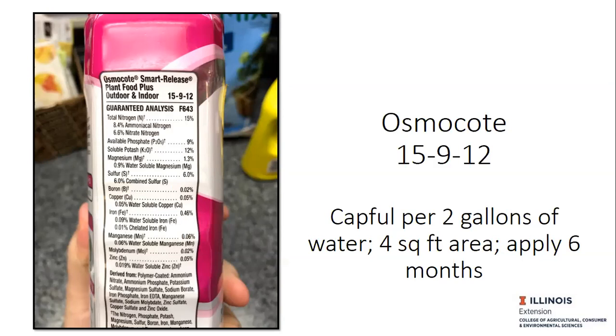This is Osmocote, so it is 15, 9, and 12: 15 of nitrogen, 9 of phosphorus, and 12 of potassium. What I want you to see is that when you look at this label, you see mention of nitrate nitrogen and ammoniacal nitrogen. Both of these mean that it is already in the right chemical form to be added to that nitrogen cycle that you saw on our previous slide. It also is already in phosphate, it already is in potash.